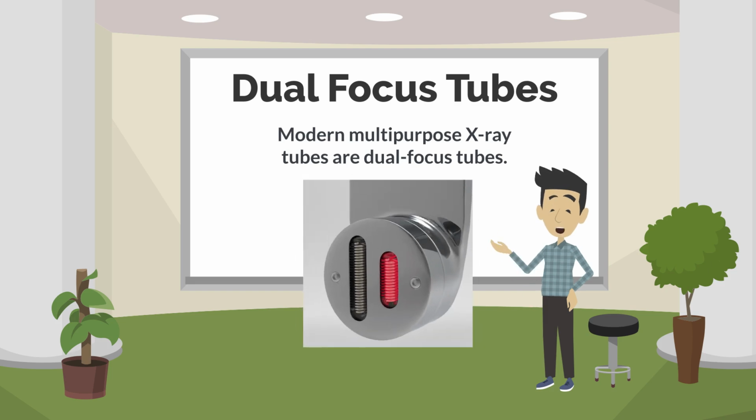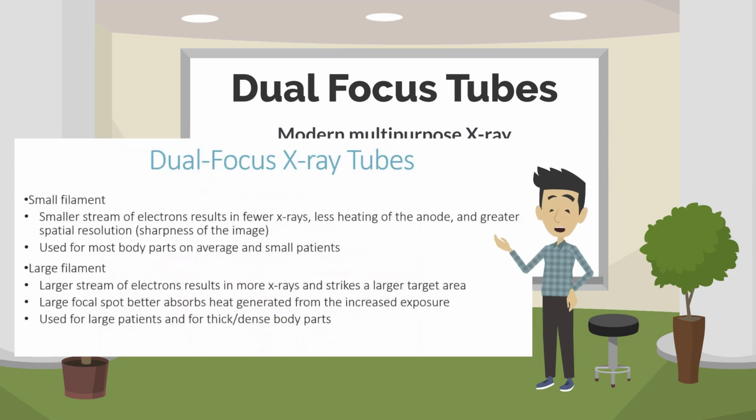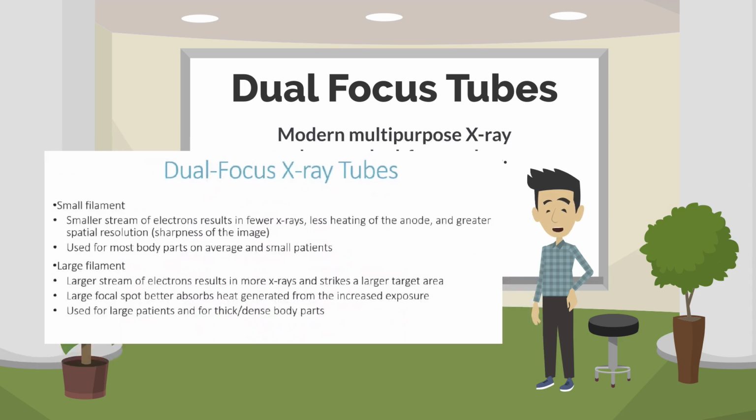Although having at least one filament for X-ray production is essential, modern multipurpose X-ray tubes are dual-focus tubes. They contain two filaments, one large and one small. Only one filament is used at a time.